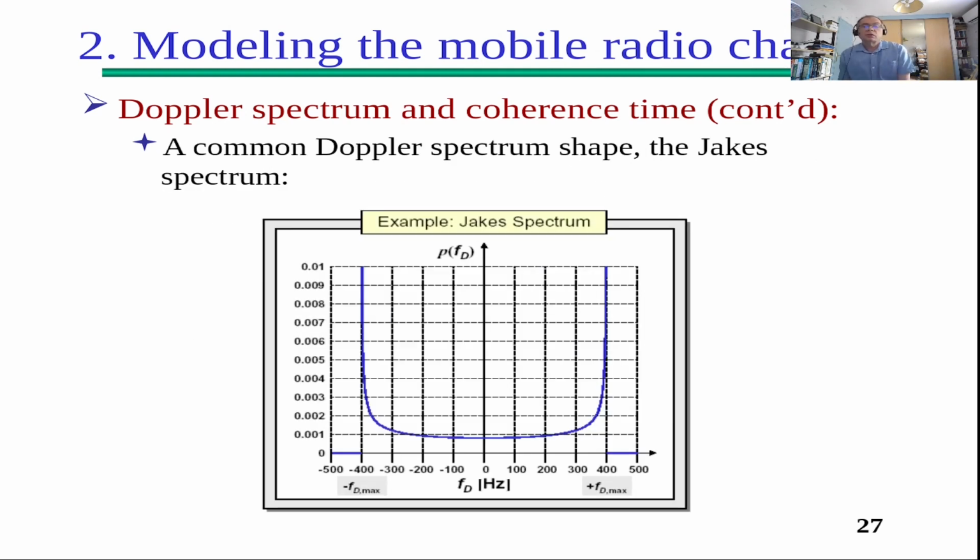If you look at the Doppler spectrum and its shape, one very well used in practice is the Jakes spectrum, this bathtub shape. It's commonly used in practice, and we will reproduce it in the simulation part that we will see afterwards.